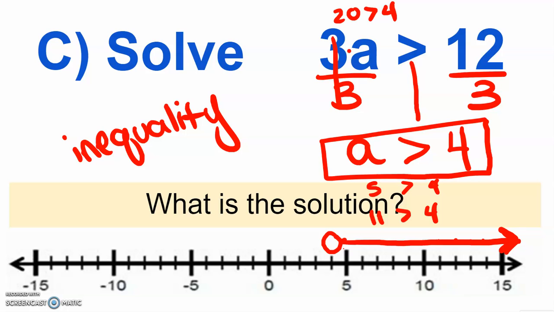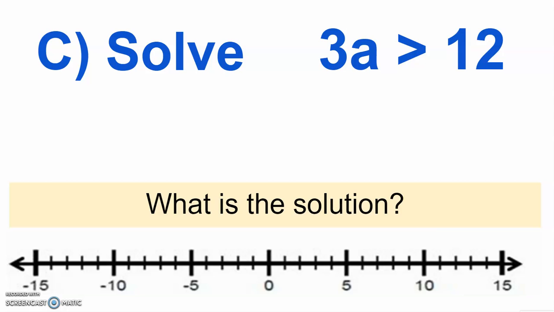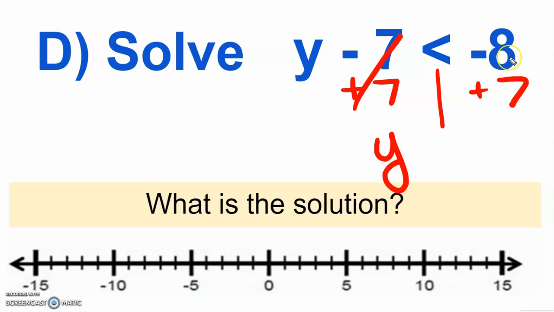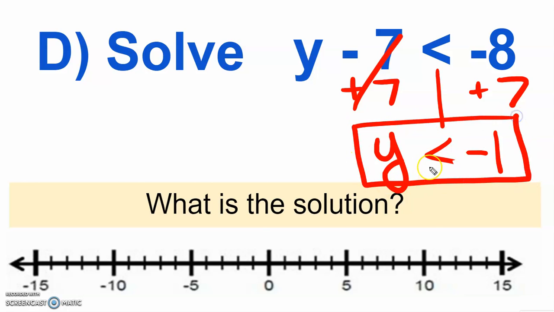So notice with an inequality, I solved it just like an equation, but the meaning of the answer is different. Let's do another one. This one says y plus 7 is less than -8. Okay. Line through the sign to separate the sides. We get rid of +7 by doing subtract 7. Well, here I have y plus 0, which is just y. Over here, -8 minus 7 becomes -15, and my sign comes down. So I have y is less than -15.